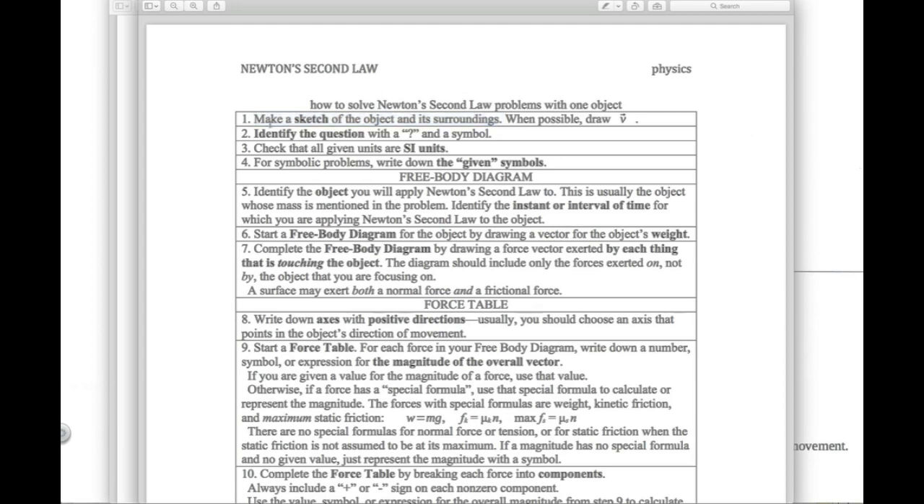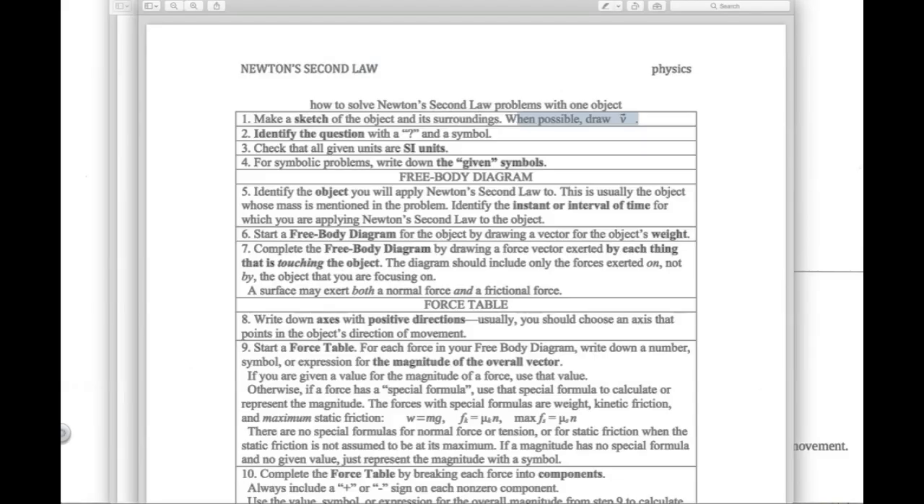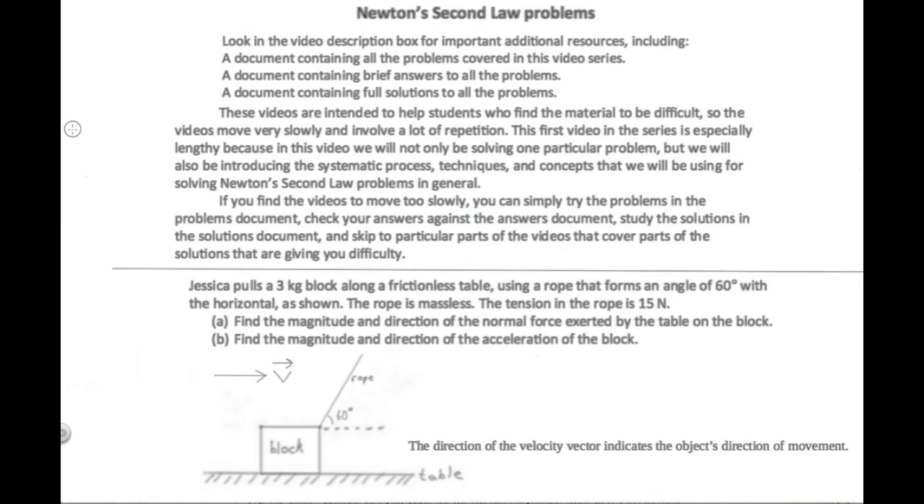We were already given the sketch of the object, but we added the velocity vector to the sketch, keeping in mind that the direction of the velocity indicates the object's direction of motion. Now we're ready to move on to our next step, where we try to identify the question with a question mark and a symbol. So we're going to start by working on part A.